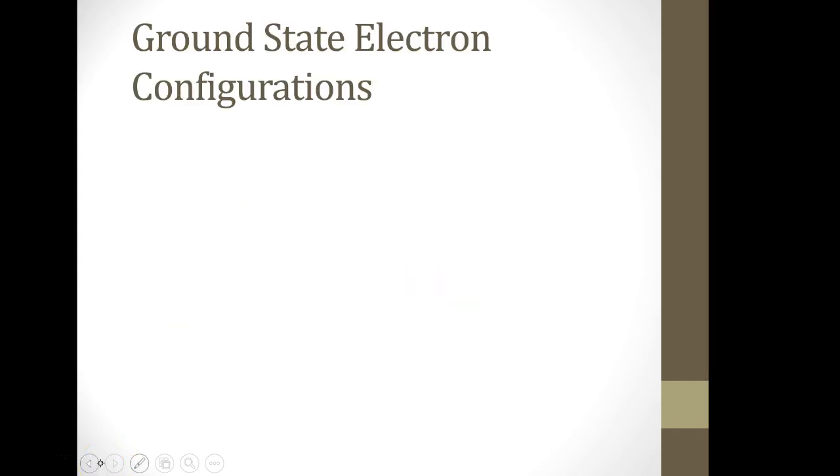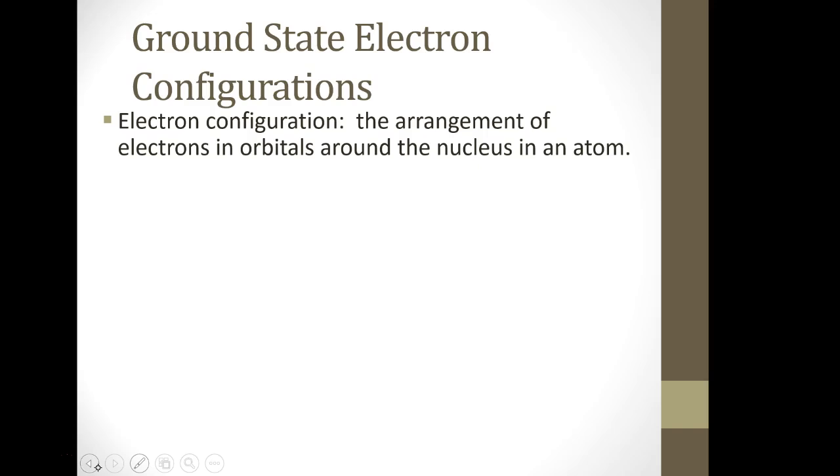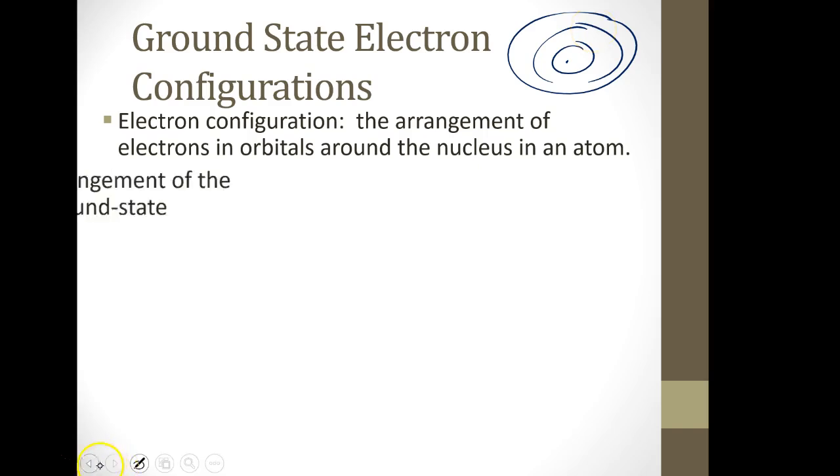A ground state electron configuration means one that hasn't been excited. It hasn't had any electricity added into it. And an electron configuration is almost like an address. It's the arrangement of the electrons in the orbitals around the nucleus in an atom. It's how they're lined up around the nucleus. It's more than just your circles, okay? It's related to the circles, but it's more than just that.